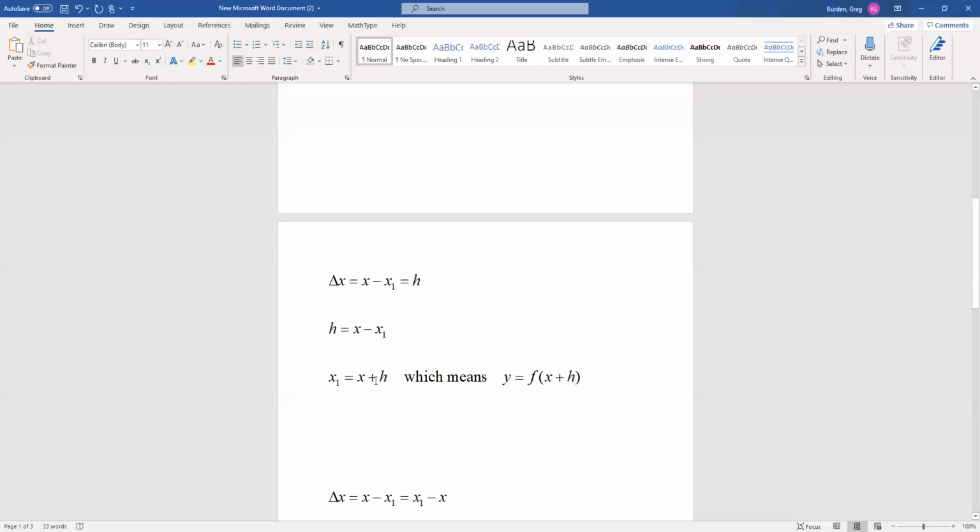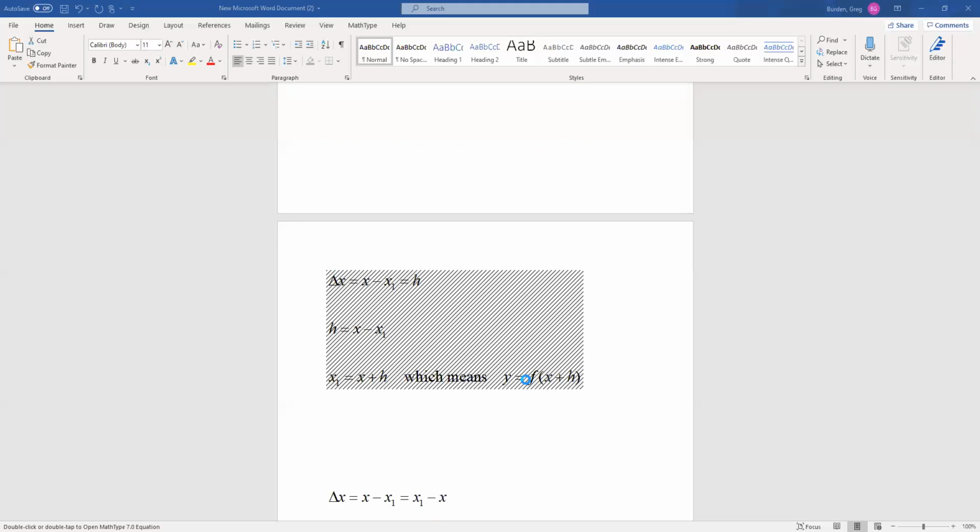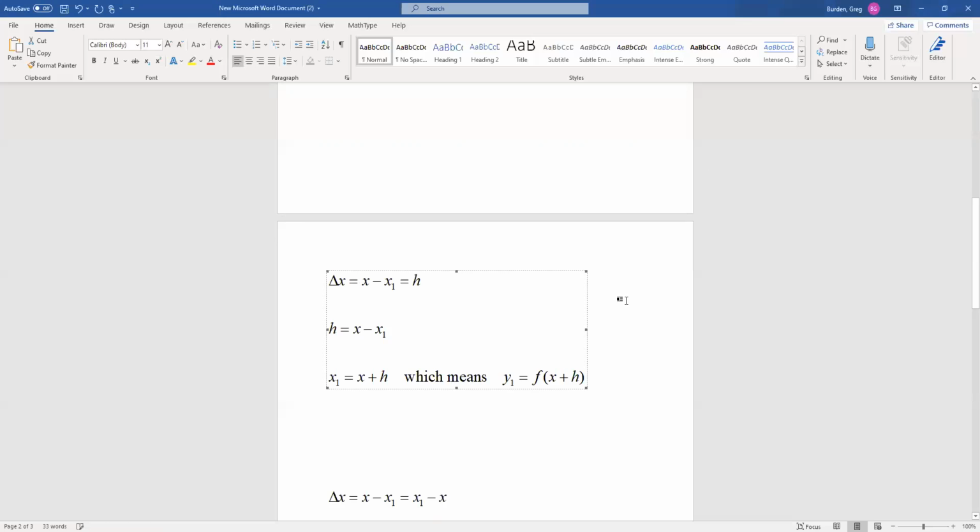X sub 1 equals x plus h. Take my word for it, it makes sense. If that's true, then it would follow that y sub 1 should actually have a label here. Let me fix that. Y sub 1 would then be f of x plus h.